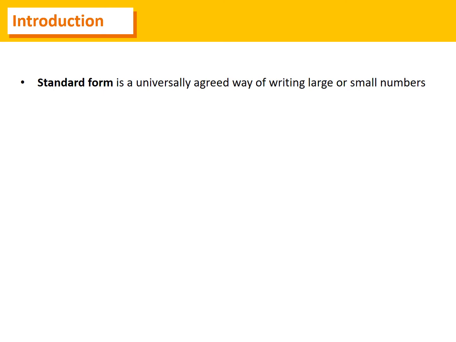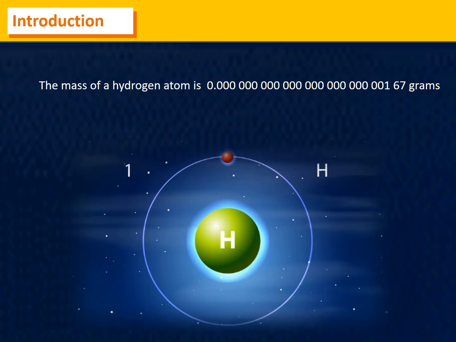Standard form is a universally agreed way of writing large or small numbers. Here at the microscopic level, we've got a tiny number. Look at all those zeros. But we can rewrite that number in standard form as 1.67 times 10 to the negative 24.